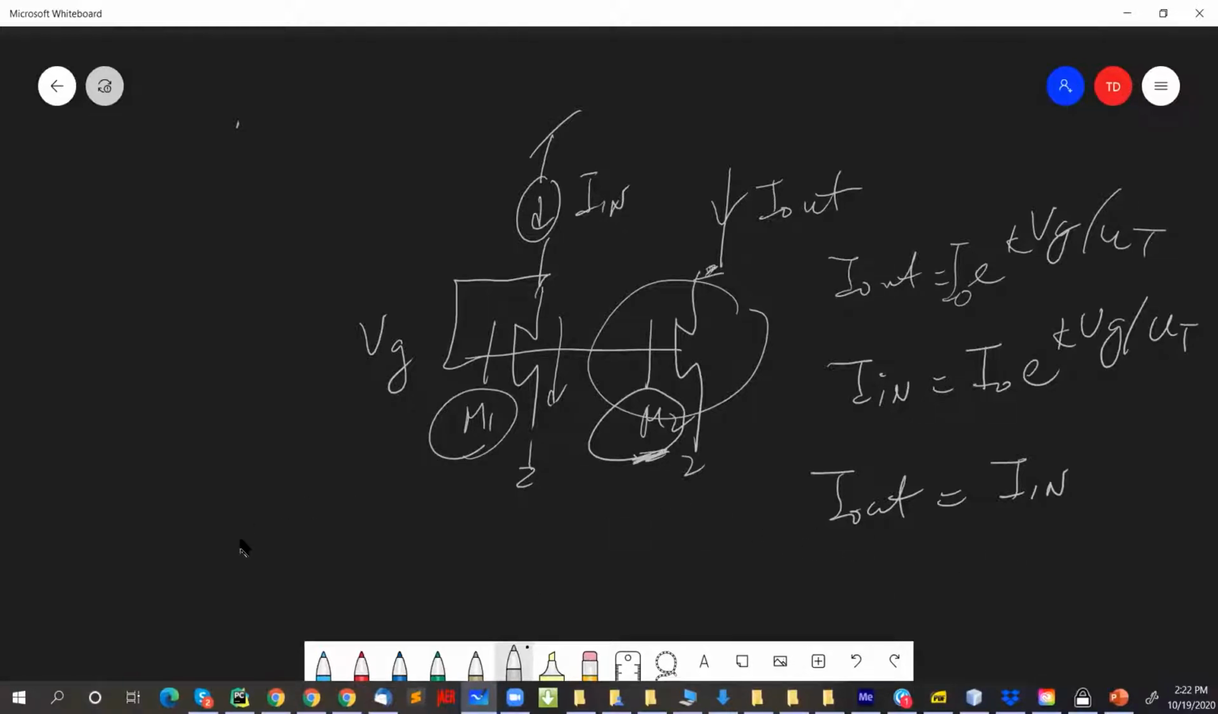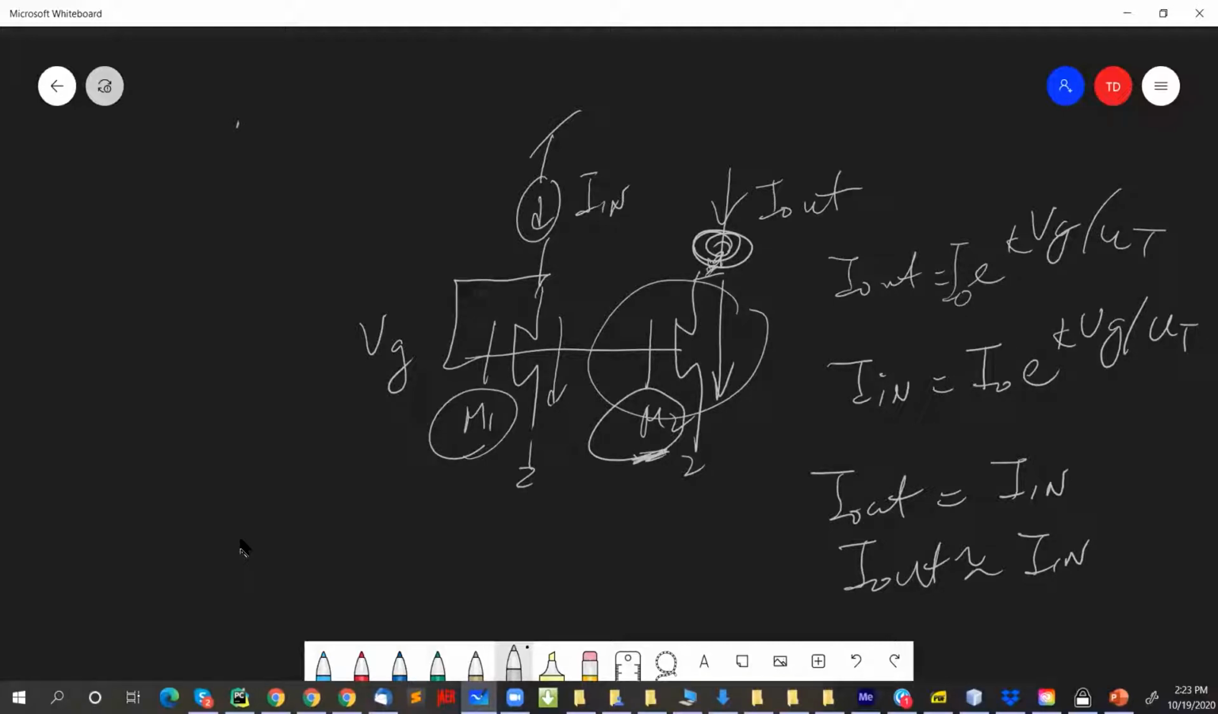Yes. Okay, so that means that in ideal cases, I out equals I in. And as we discussed before, the drain voltage can affect the current flowing through the transistor itself, right? So that means I out is not really I in. I out is actually approximately I in, because it's going to depend on where this drain voltage sits.